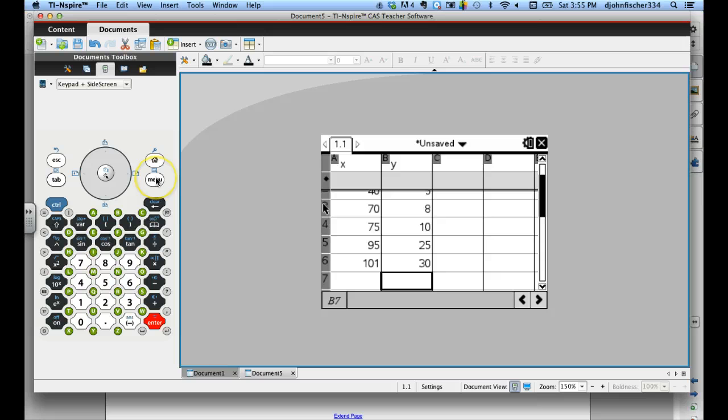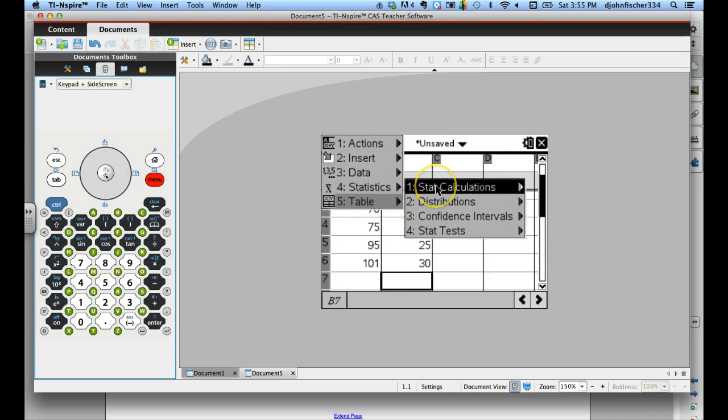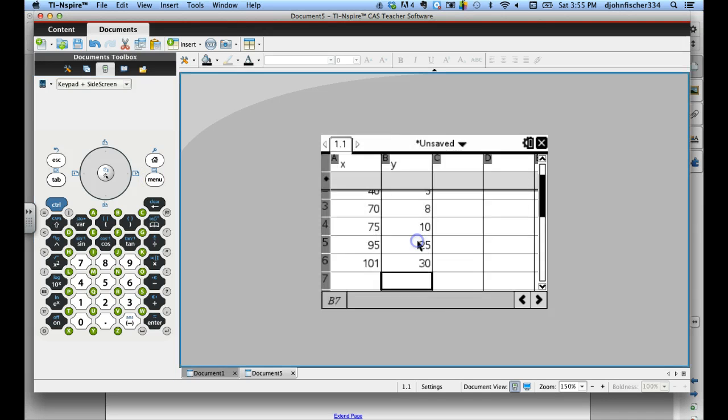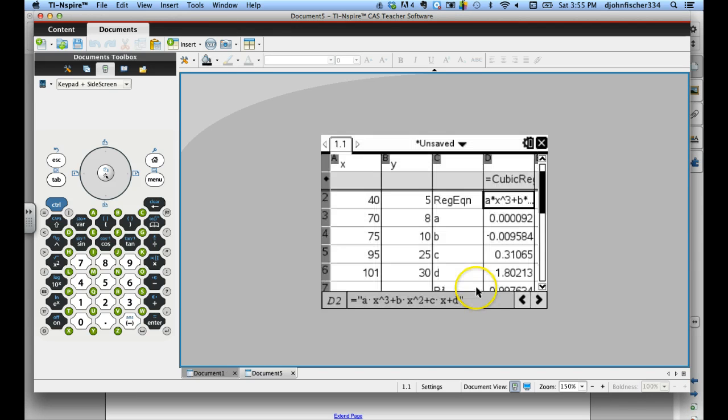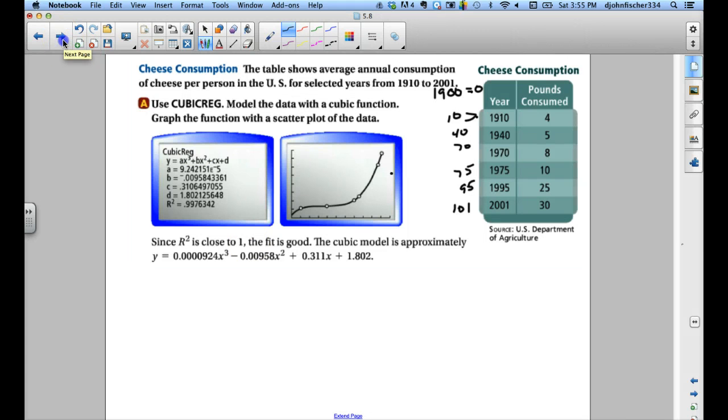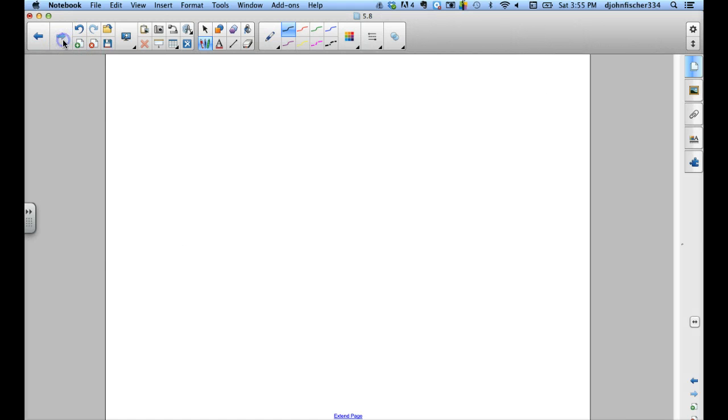And now we went to cubic, I believe. They went cubic regression. So menu, statistics, statistic calculation, cubic regression. We enter our first list X, second list is Y. Say OK, and if you look at the values, it's the exact same values that they got in their problem because they used these as they went through. So that kind of gets you started on how to use your calculator a little bit as you go through these. I'm not worried about that one.